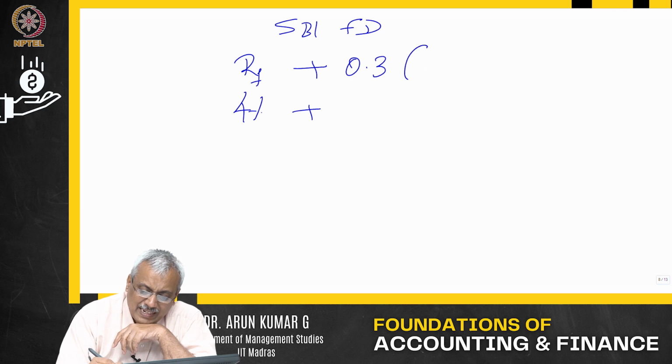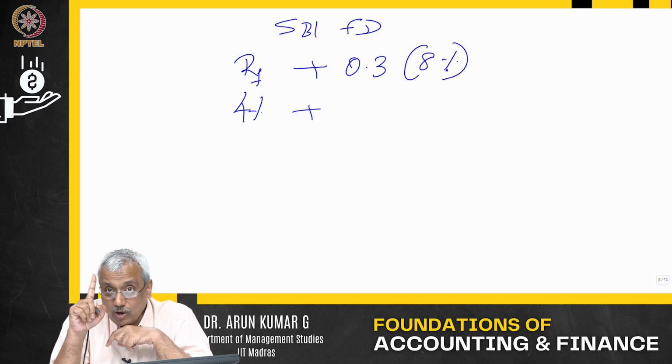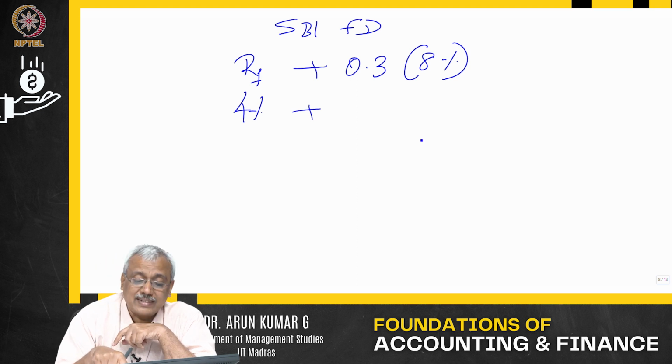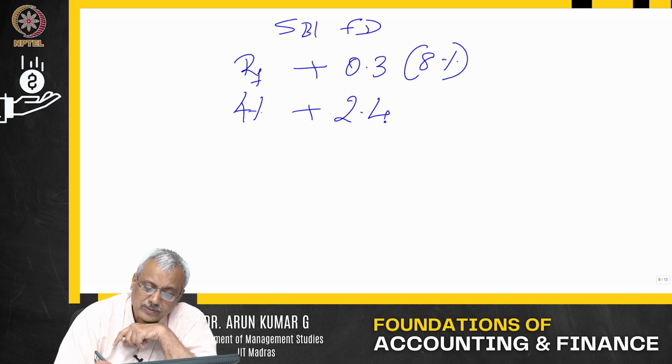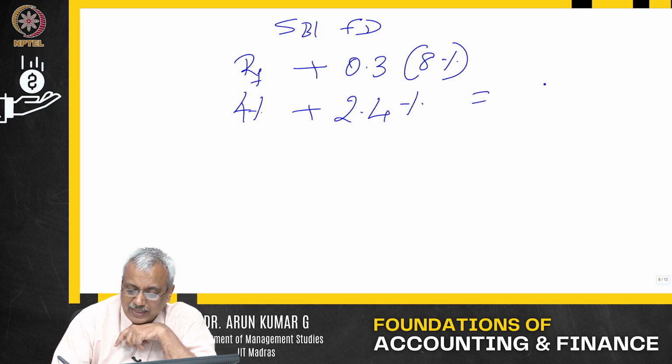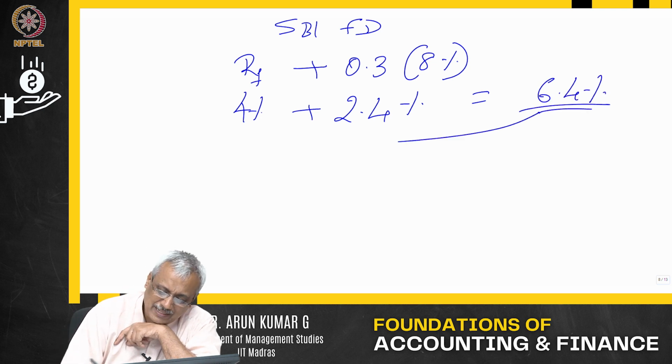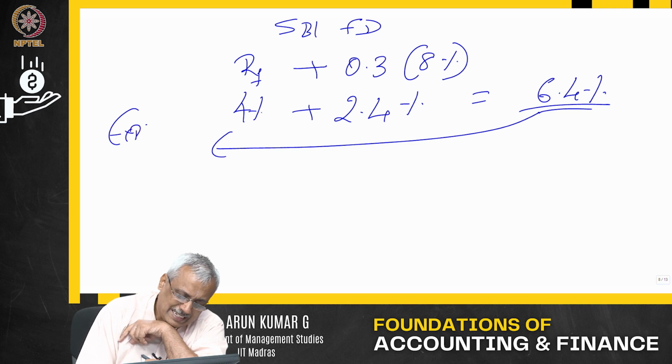Now what happens? Market is giving me 8% additional for risk of 1. Now risk of 0.3. So what should it get? 8 into 0.3 is 2.4. So what is the total return that you will get? The total return I will get is 6.4%, which will be my expected return. Please note, it is only expected.